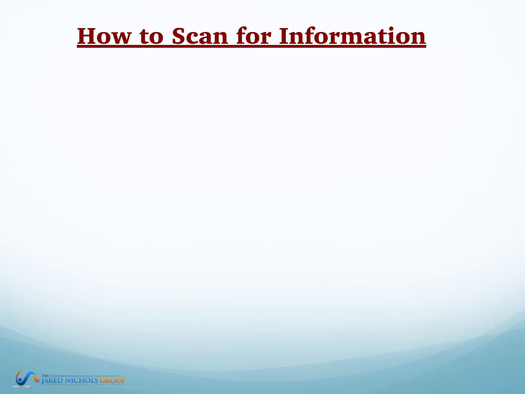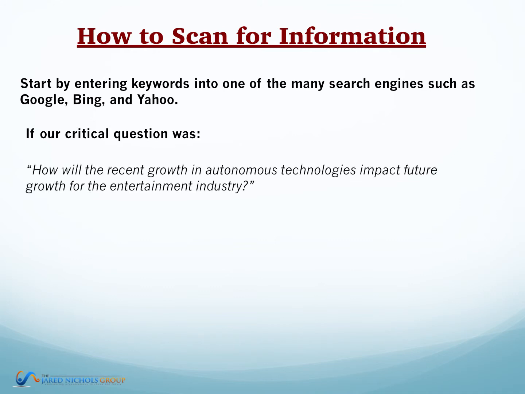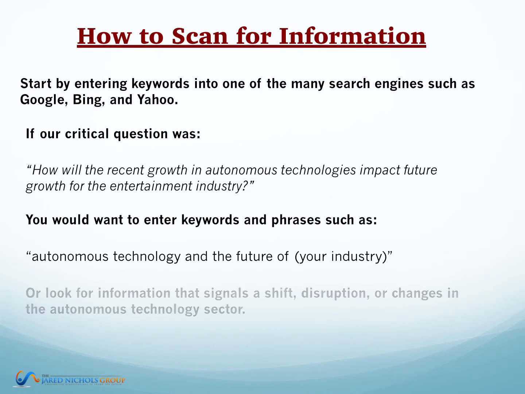So here are a few suggestions and tips on how to scan for information. You may start by entering keywords into one of the many search engines such as Google, Bing, Yahoo, and I know there's plenty more. Now, if our critical question was, how will the recent growth in autonomous technologies impact future growth for the entertainment industry? We would then want to enter keywords and phrases such as autonomous technology and the future of the entertainment industry. Or we may want to look for information that signals a shift, disruption, or changes in the autonomous technology sector.